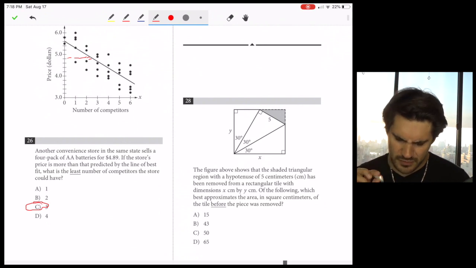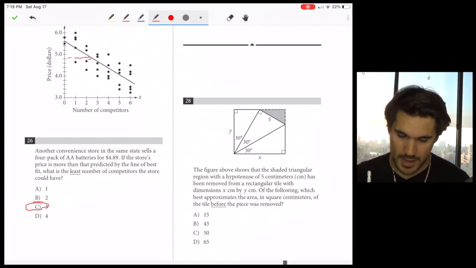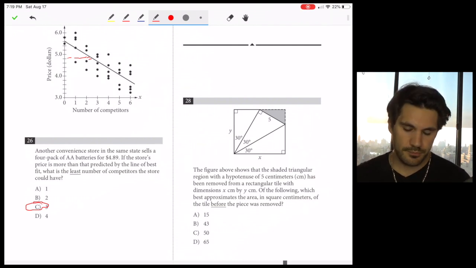28 is a lovely question. The figure above shows that the shaded triangular region with a hypotenuse of 5 centimeters has been removed from a rectangular tile with dimensions x centimeters by y centimeters. Of the following, which best approximates the area in square centimeters of the tile before the piece was removed? Oh my. So notice something here.